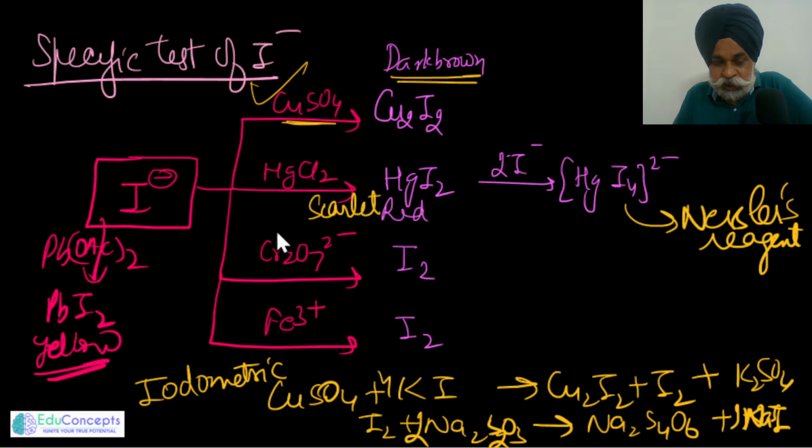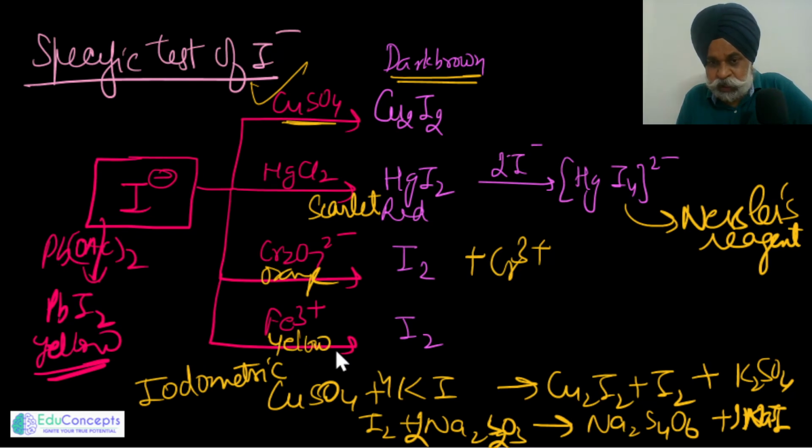Or you can treat it with K2Cr2O7, which is an oxidizing agent, or KMnO4, or ferric chloride. All of these we have already done. This is orange and changes to Cr3 positive, and this is yellow and would change into Fe2 positive. So we have already discussed this many times.